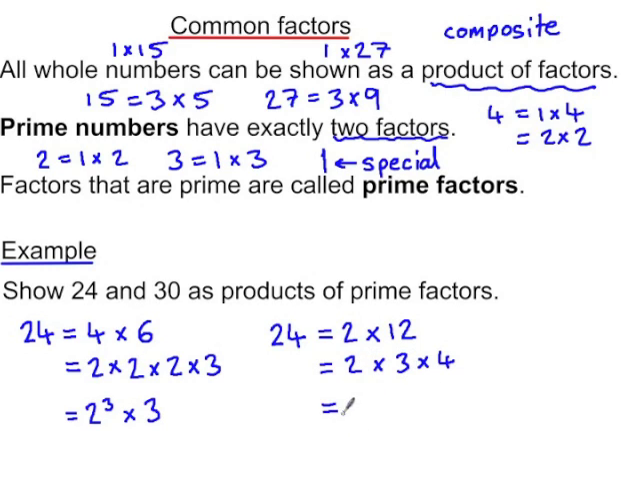So now we've got 2 times 3, which are both prime, and 4, which is 2 times 2. So this is exactly the same as before. 2 times 2 times 2 times 3 is the same as 2 times 3 times 2 times 2. And I can still simplify this using indices. What we actually find is that every number can be written as a unique product of prime factors. There's only one way to express 24 as a product of prime factors, and that's 2 cubed times 3. So we can insert the word unique here.